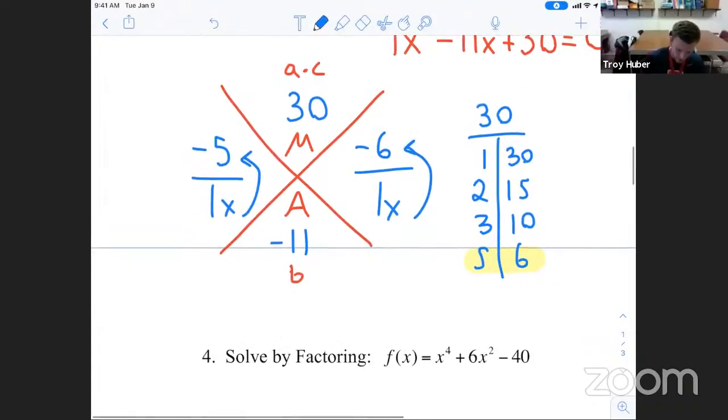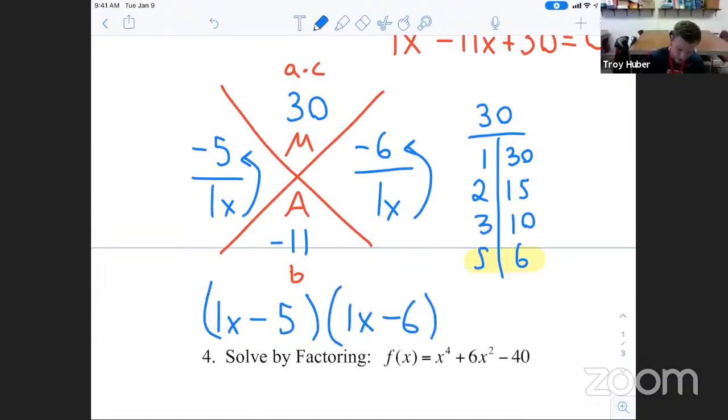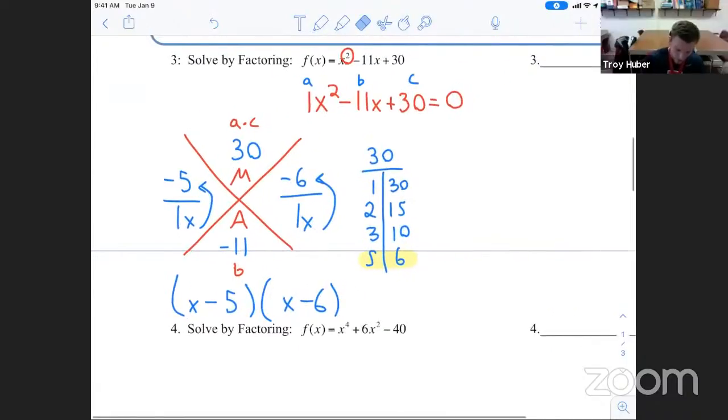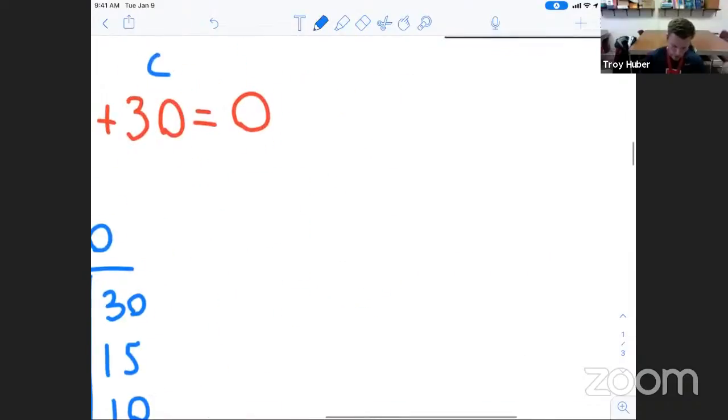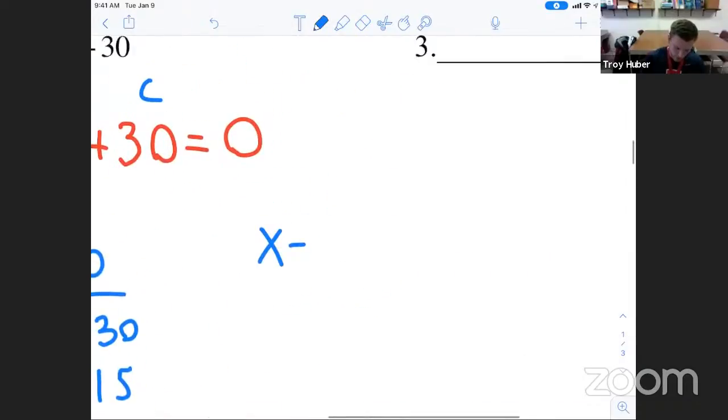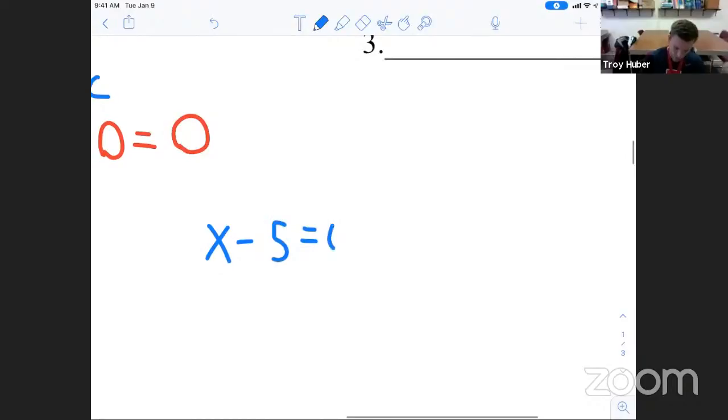All right, so this would be 1x minus 5 and 1x minus 6. Now, do you have to say 1x in this problem? No, we don't have to. We could just say x minus 5, x minus 6. But remember, we have to set these both equal to 0. So x minus 5 is equal to 0, and x minus 6 is equal to 0.